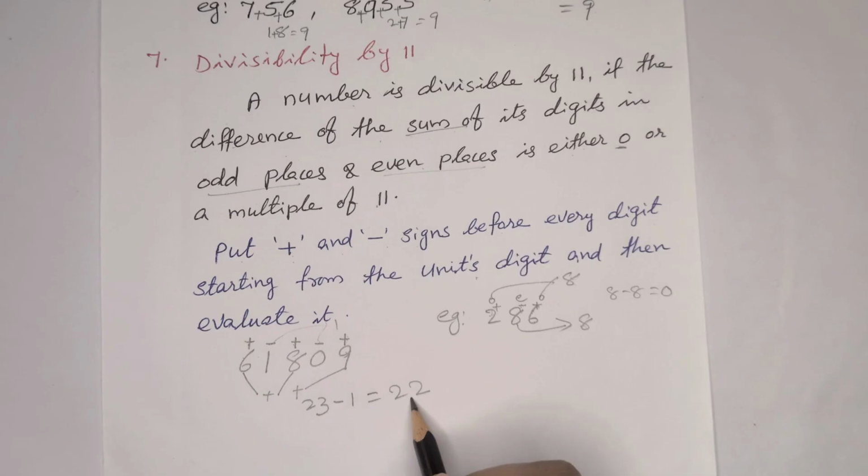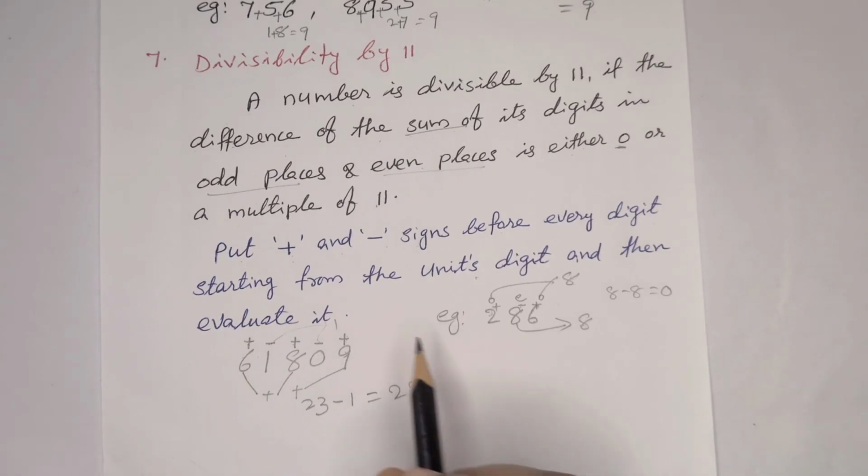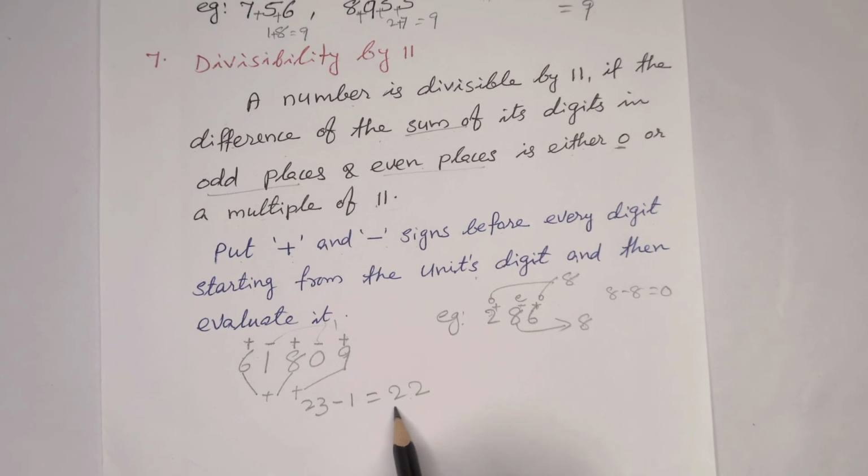We know that 22 is a multiple of 11. 2 into 11 is 22. Which means 61,809 is divisible by 11.